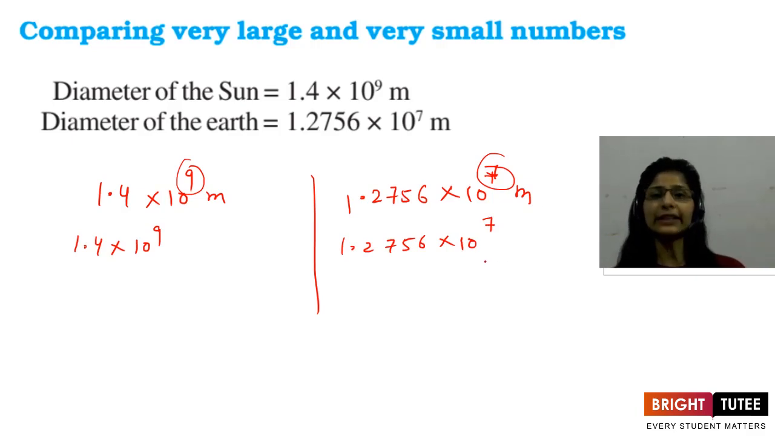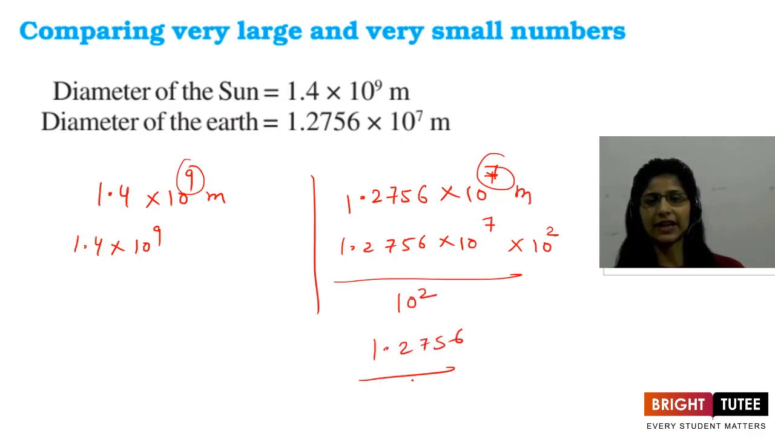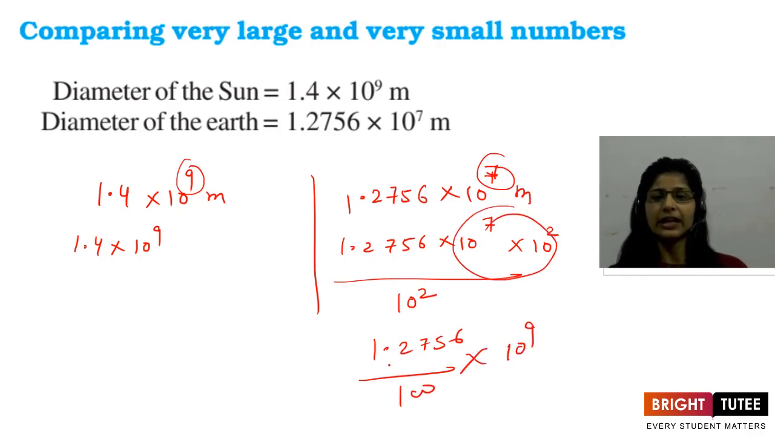If I have to make this 10 to the power 9, I have to multiply it with 10 to the power 2, and I have to divide also with 10 to the power 2. So I get 1.2756 divided by 100 into this will form 10 to the power 9. Now the decimal is here. Okay, so 1, 2, 3, 4. 4 places is there. So it is just 10 to the power 4. So total is 10 to the power 6. So 1, 2, 3, 4, 5 and 6.